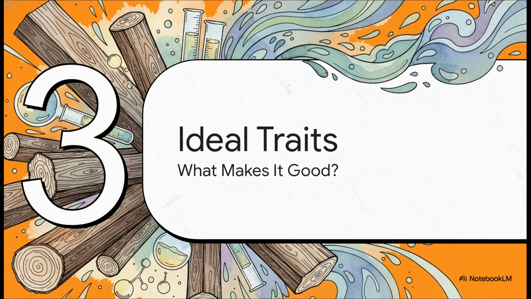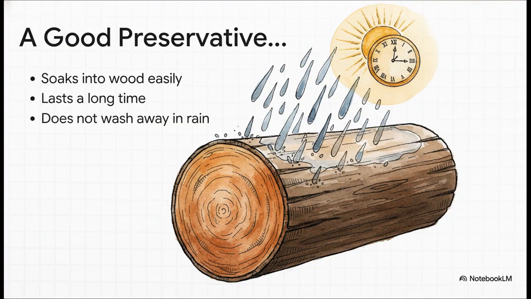Okay, Section 3, the ideal preservative traits. What makes a treatment truly good? What actually separates a mediocre treatment from a fantastic one? Well, to give strong protection and save you money over time, an ideal preservative absolutely has to do three things. It needs to soak into the wood easily, it needs to last a really long time, and it has to stubbornly refuse to wash away in the rain. If it fails even one of these, your long-term maintenance costs are going to skyrocket.